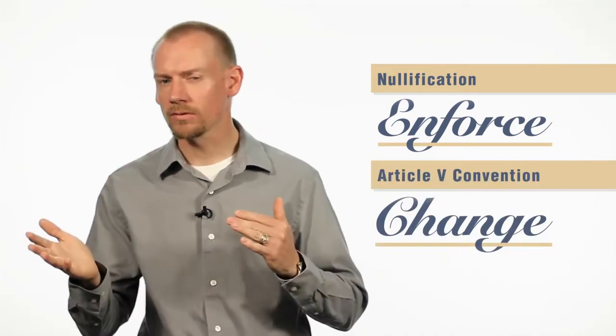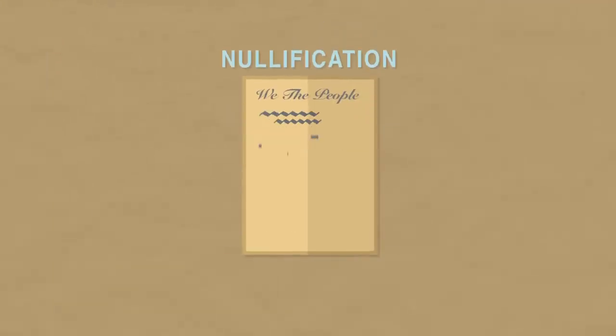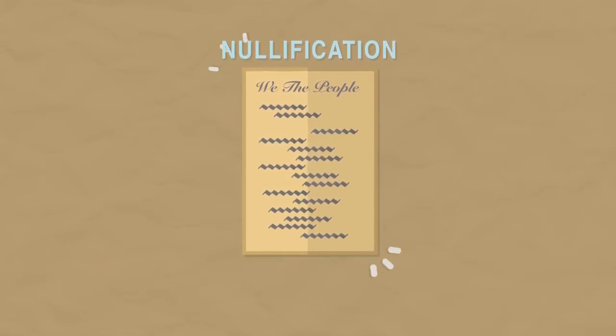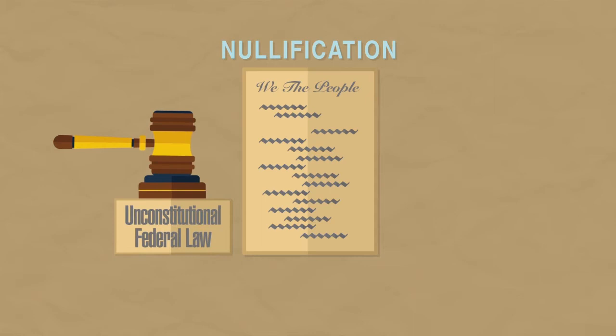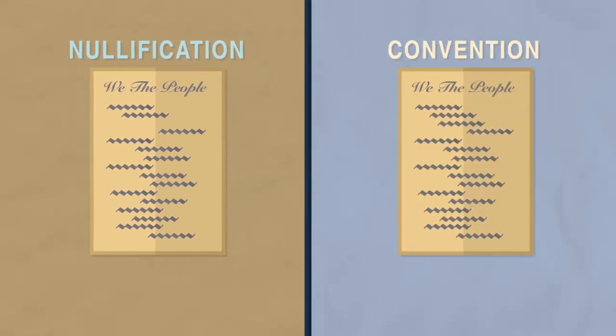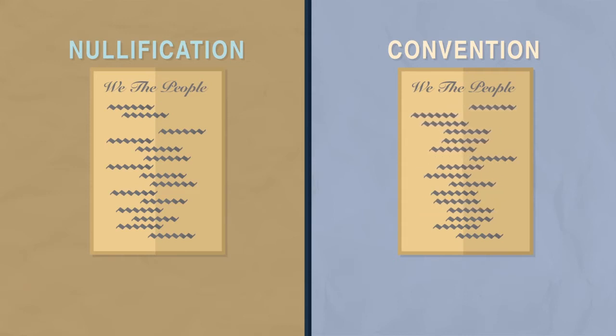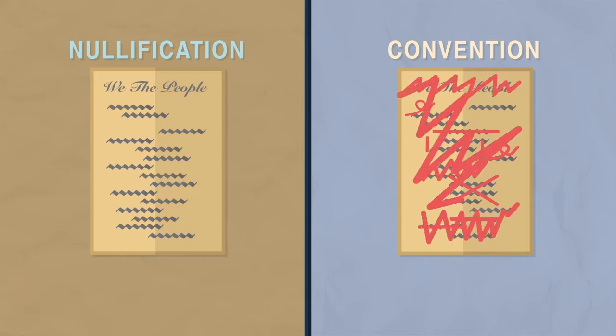So what is the difference between nullification and an Article 5 convention? With nullification, the Constitution is left intact. With this tool, states can refuse to enforce unconstitutional federal laws. With a convention, the Constitution would be changed, either by a single amendment, a series of amendments, or possibly a complete rewrite that would destroy what our founders gave us.